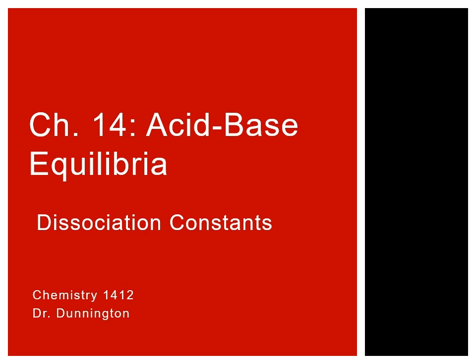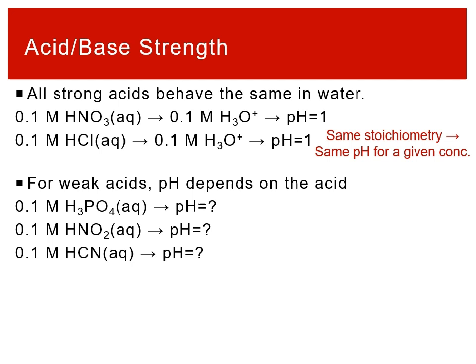Now we want to start expanding out our view of what weak acids are and talk about dissociation constants. So we previously said that strong acids completely react with water. So for all strong acids, you can use stoichiometry to determine the concentration of hydroniums in the solution. And as a result, all strong acids with the same concentration, we would expect to have the same pH because they all behave the same way in water. It's all the same stoichiometry.